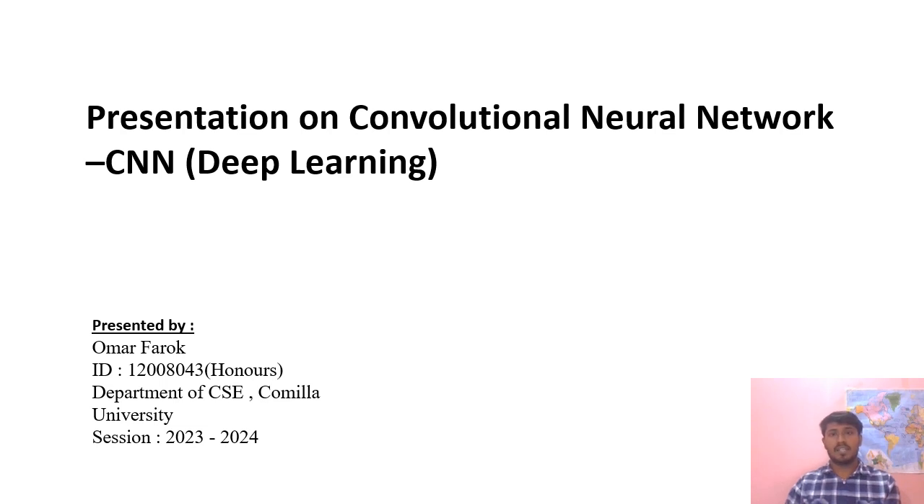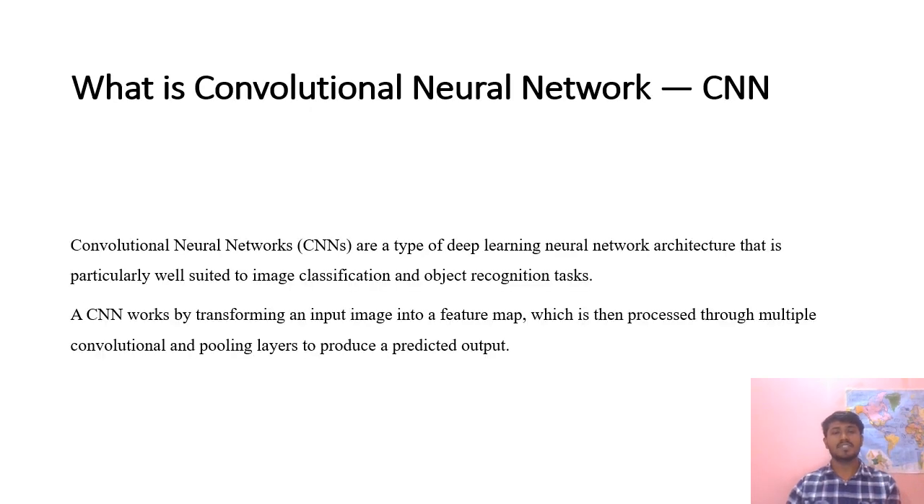So without further delay, let's start my presentation. First, we will define what is CNN. Actually, CNN is a type of deep learning network architecture that is particularly well suited to image classification and object recognition tasks. It transforms an image into a feature map, which is then processed through multiple convolution and pooling layers to produce a predicted output.